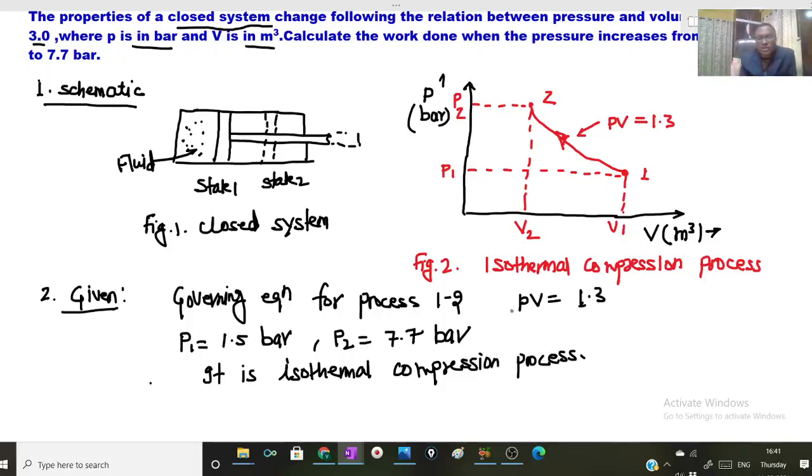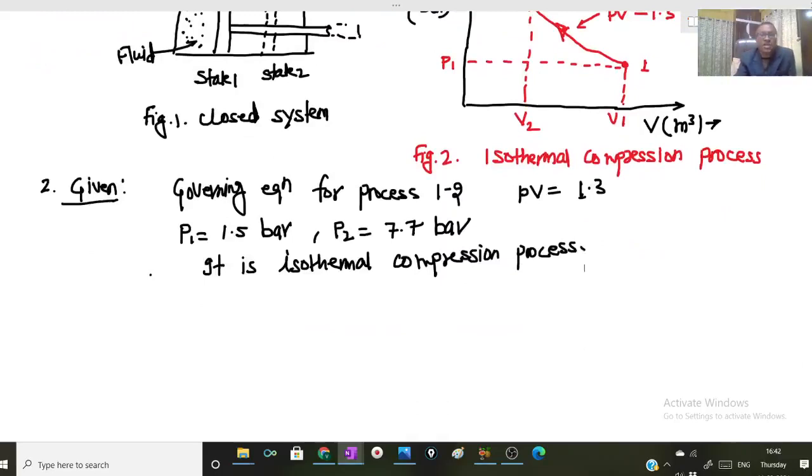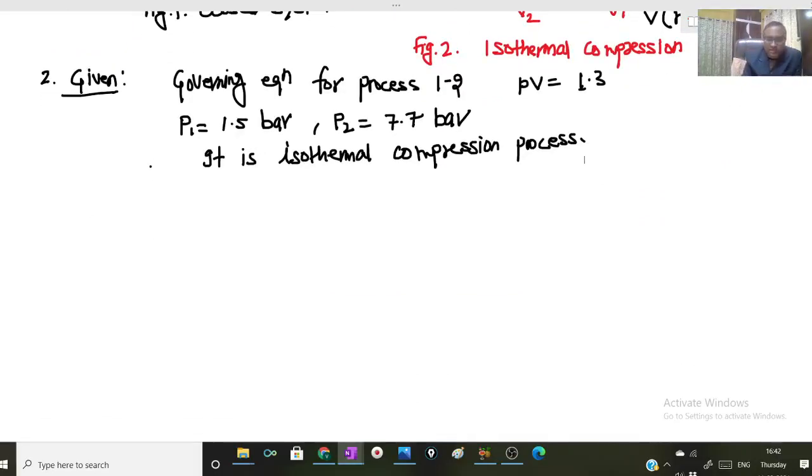Because from the governing equation and from the values of initial and final pressure, I can infer that the given process 1 to 2 is an isothermal compression process.